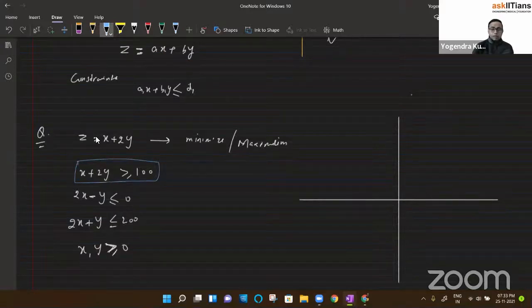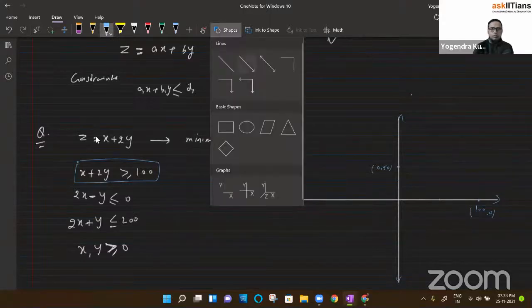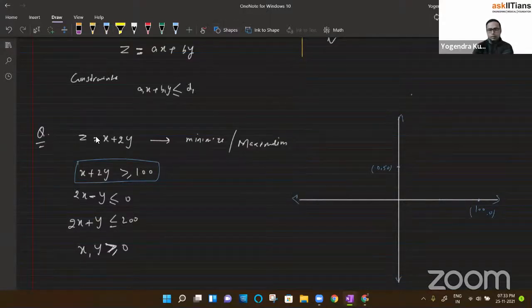So again, what I said, I'm going to take x as 0. So y as 0, so x will be 100. Let's say 100 is this much. So 100 comma 0 it is. Then when x is 0, y will be 50, right? This is 50, so here also 50 is this much, let's say. So we will make this line.